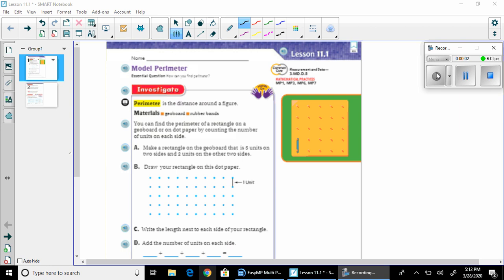Lesson 11.1, modeling perimeter. Today we're going to be finding the perimeter, or the distance around a figure. We're going to start with a rectangle. Normally you would have a geoboard in front of you, but for today we're just going to use this dotted paper down below. I'll scroll down here.